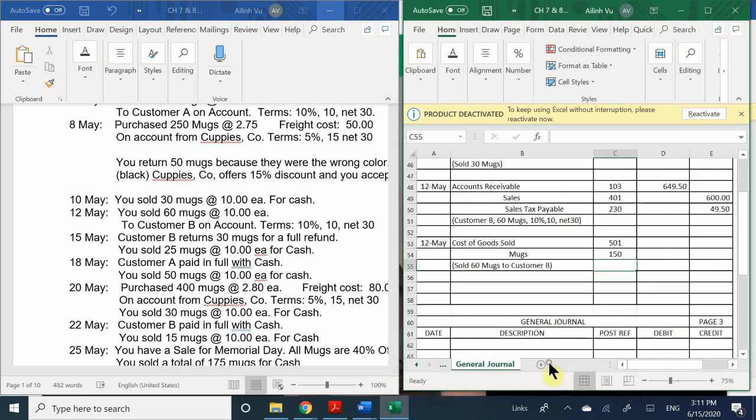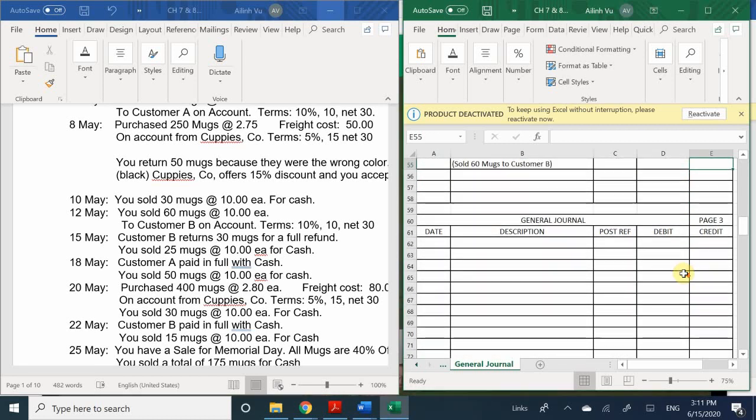Okay. So now that we adjusted our inventory, we recognize that we sold a total of $171.61. So now I'm going to go to my general journal and report that I sold a total of $171.61. Okay.